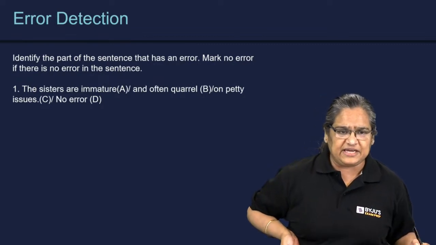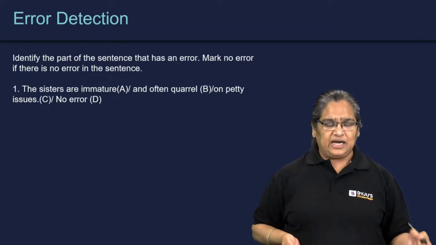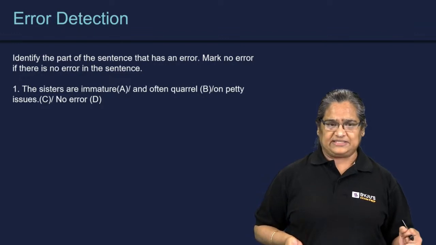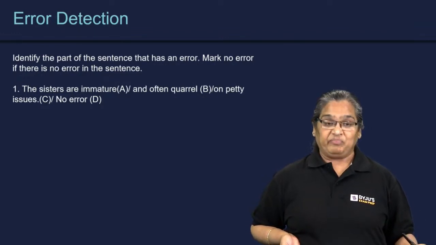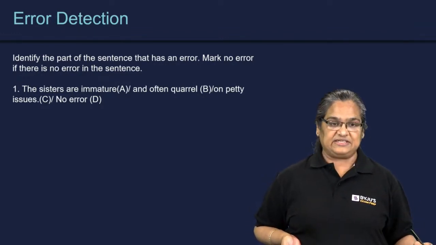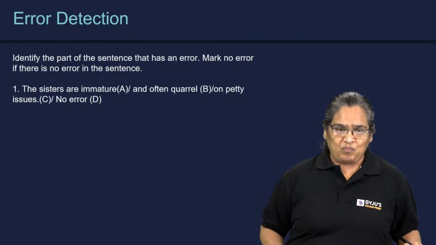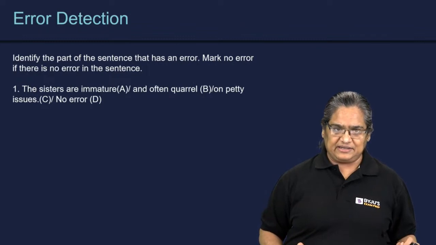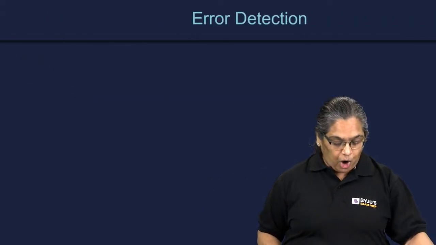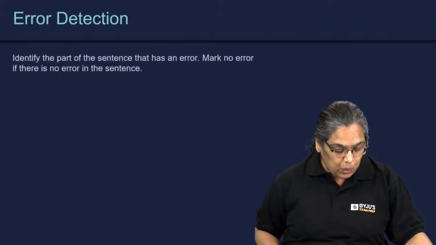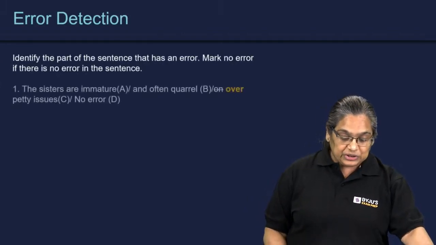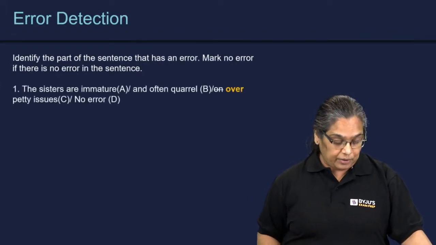Pratyush says C. Vivek, good afternoon. Anjila says C. Why is it C? What is the correct part? If it is C, Sonali also says it's C. So what is the error in C? What is the error in C? They do not fight on petty issues, they fight over petty issues. So this is a question on prepositions.